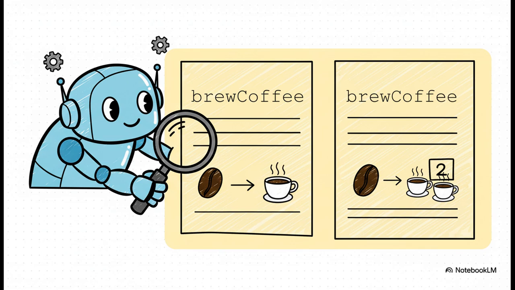Take a look here. We've got two methods, and they're both called brew coffee. Now, you'd think that would be confusing, but it's not. Why? Because the compiler is smart enough to look at the ingredients, the parameters you give it. The first one just needs to know what kind of coffee you want. But the second one needs the coffee type and a number for how many cups to make. The compiler sees these different recipes and knows exactly which one you mean before the program is even launched.